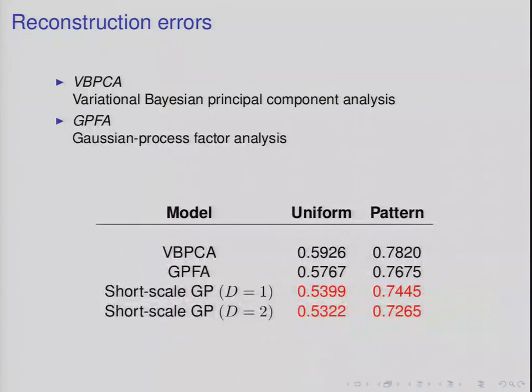So for the uniform test set, these short-scale GPs had smaller reconstruction errors, but there was no difference between these two short-scale GPs. Interestingly, for the pattern test set, these short-scale GPs also performed best, and there you can even see that adding another covariance function so that you're able to model two different length scales then improves the results.